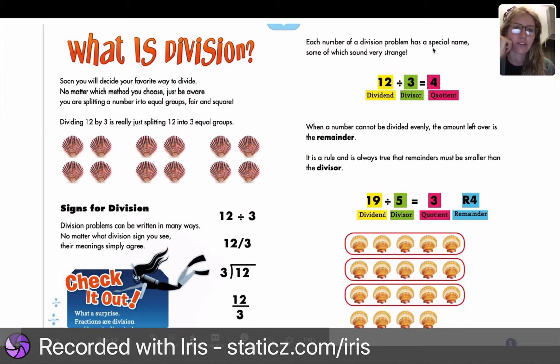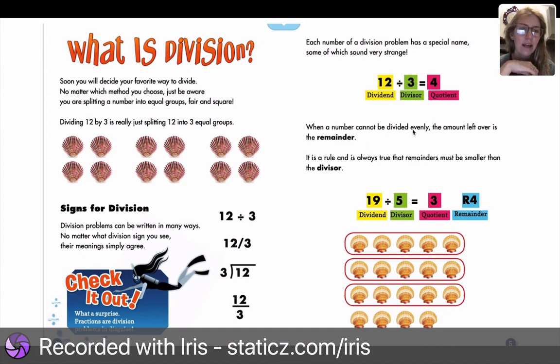Each number of a division problem has a special name, some of which sound very strange. Dividend, divisor, and quotient. So those are just big words to talk about the different parts so that we don't get them all mixed up and confused. So dividend is how many things we start with. Divisor is what we're dividing it into. And quotient is either how many groups or how many in each group.